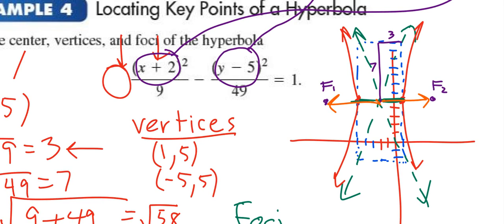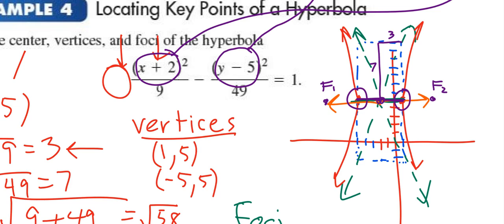What is the vertex called? The vertex is where the branch changes direction. I don't know how you got those numbers. You've got your center at negative 2, 5. Since we knew it was opening left and right, we used the a value to go 3 right and 3 left. Those are the places where the branches will touch the edges of the box. It has to come in, touch the edges of the box, and leave.